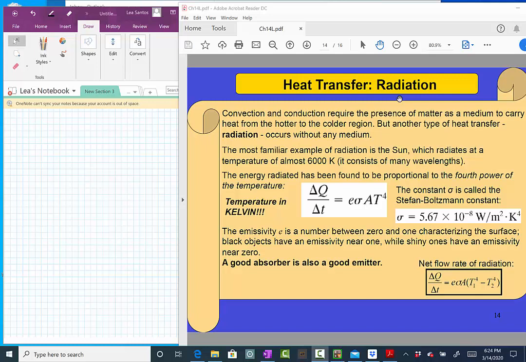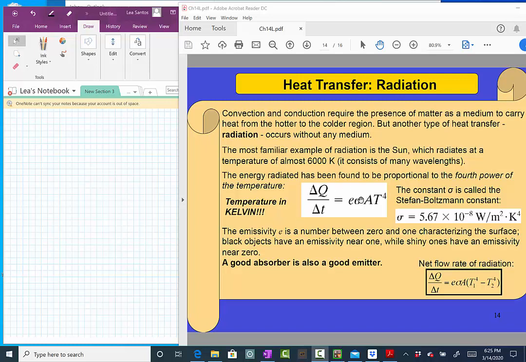Yeah, and a typical example of that is the heat that we get from the sun. The sun is radiating, is sending energy through the vacuum that comes all the way to us. Okay, this amount of energy per time, this flow of energy that we get through radiation is given through this equation here.